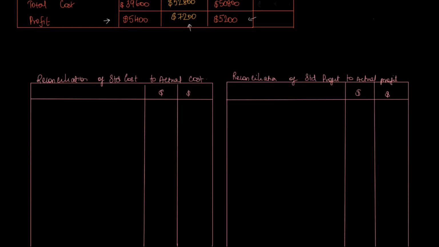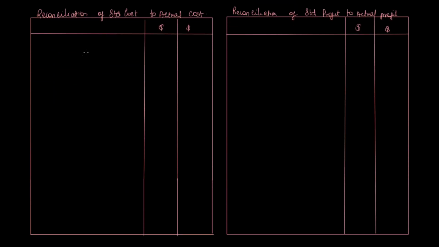So let's begin. We'll be using first the format to the left. So let's begin with the standard cost, which was 52,800. We need to add the variances and subtract some variances in such a way that at the end we are able to calculate our actual cost. How do you decide which variance to add and which variance to subtract?